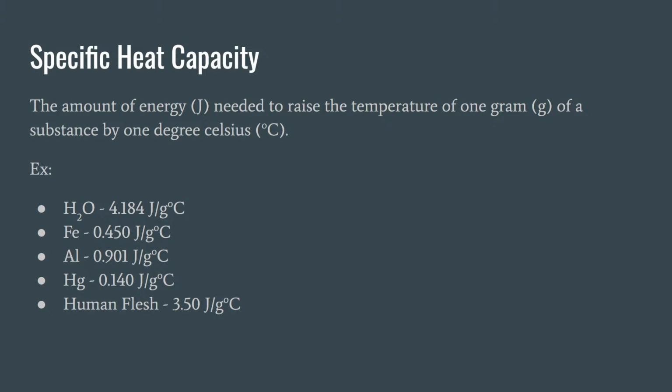Human flesh is about 3.5 joules per gram degree Celsius. That's because human flesh is mostly water. It's kind of gruesome, but I couldn't not include it once I saw it. Okay, so in order to change the temperature of 1 gram of water by 1 degree Celsius, you have to put in 4.184 joules of energy. Whereas for iron, in order to change the temperature of 1 gram of iron by 1 degree Celsius, you just need 0.45 joules. Okay, so that's what I mean when I say that water has a much higher specific heat capacity. And this, by the way, is responsible for different kinds of weather.